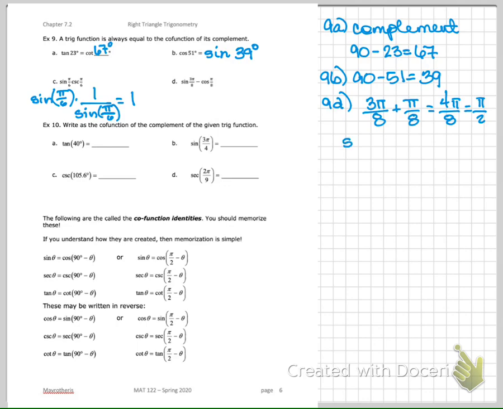That means the sine of 3 pi over 8 equals the cosine, its cofunction, of the complement pi over 8. So these two, sine of 3 pi over 8 and cosine of pi over 8, actually have the same value. So when we subtract those, we get 0.